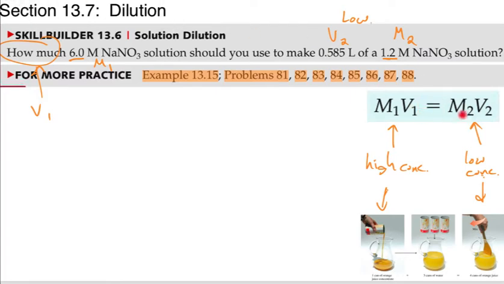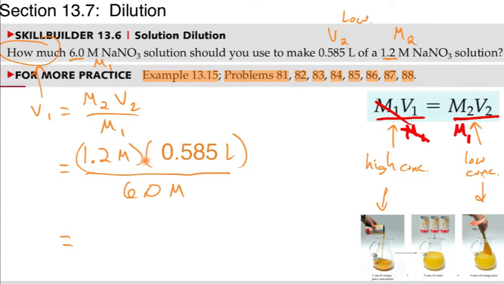Let's just do that. Right, if I want to solve for V1, I want to divide both sides by M1. Now I have my new expression. So V1 is going to be equal to M2 V2 divided by M1. Really, I'm ready to plug and chug. Let's do that, and I'll make a comment about units in just a second. So if I do the math on this, and just to be clear, this is telling me I need to multiply these two together, and then I'm going to divide by the 6. And when I do that, I get 0.12 liters here. And that's your answer.